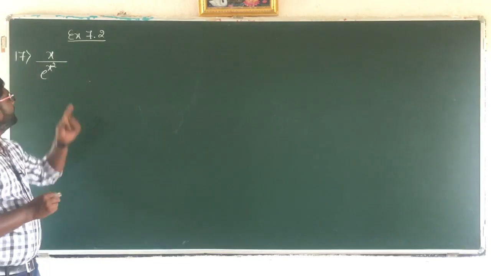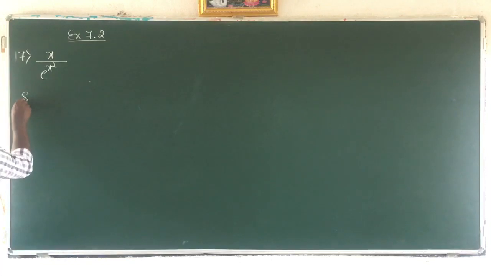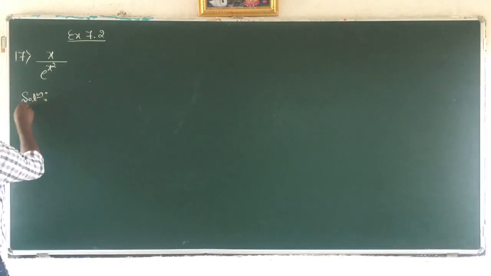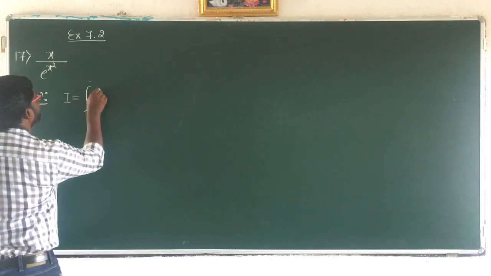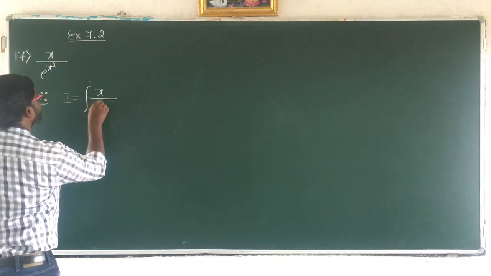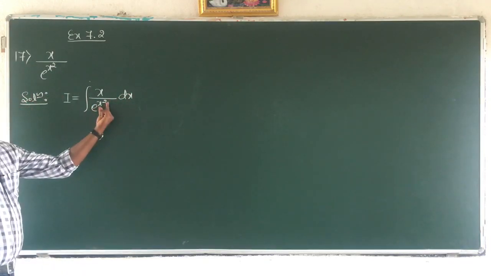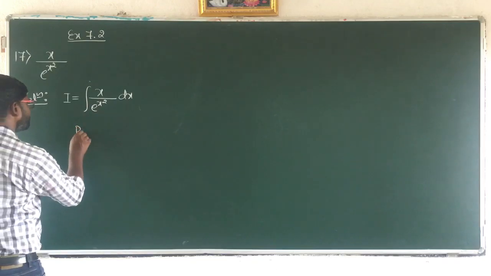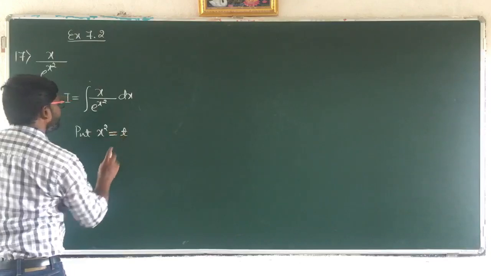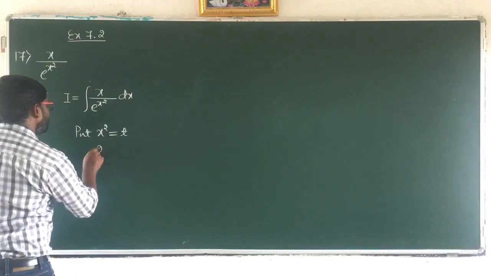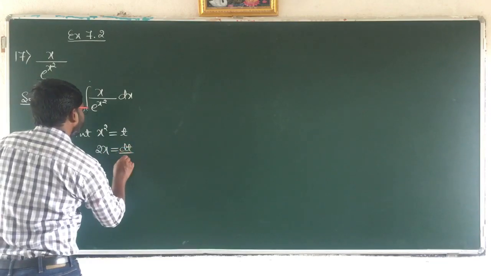17th question, it is x divided by e to the power x square. Take this as I, which is equal to the integral of x divided by e to the power x square dx. Now we have to take this x square as t. Put x square equal to t, then differentiate both the sides. Now we get 2x equal to dt by dx.